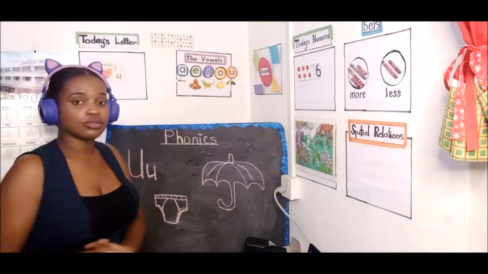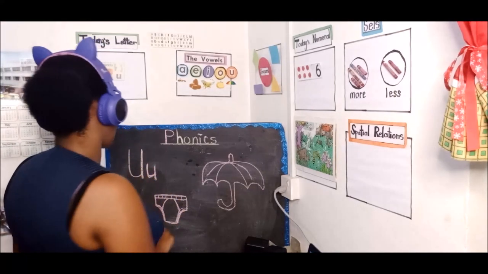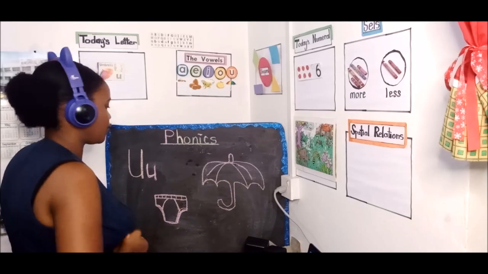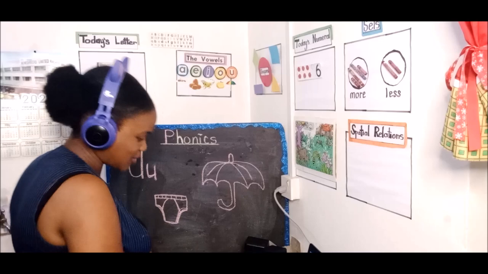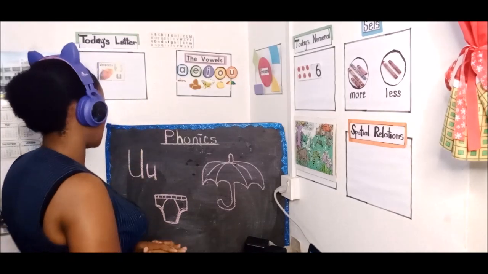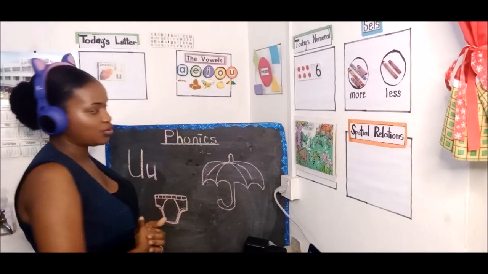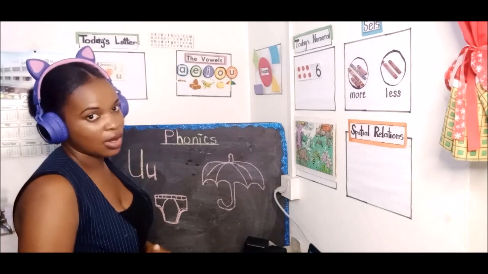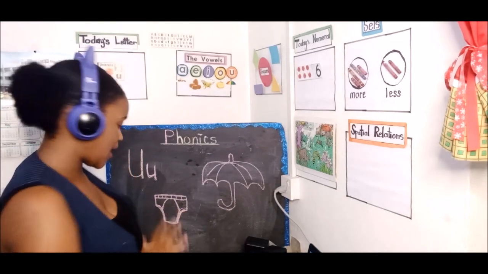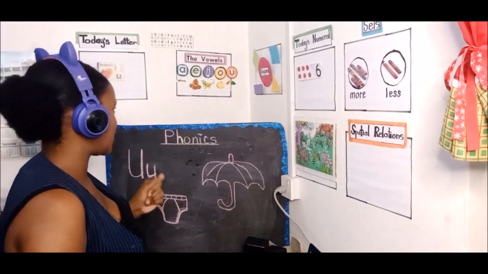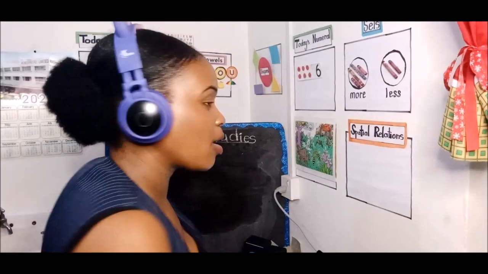So you know what I want you to do for me? You are going to draw some other things that begin with letter U. Okay, you can draw a... Yes, mommy is going to help you with that. You can draw something that begins with the letter U, the short song, U. Okay, children? So that's it for phonics today, and I'm expecting to see some work from you.